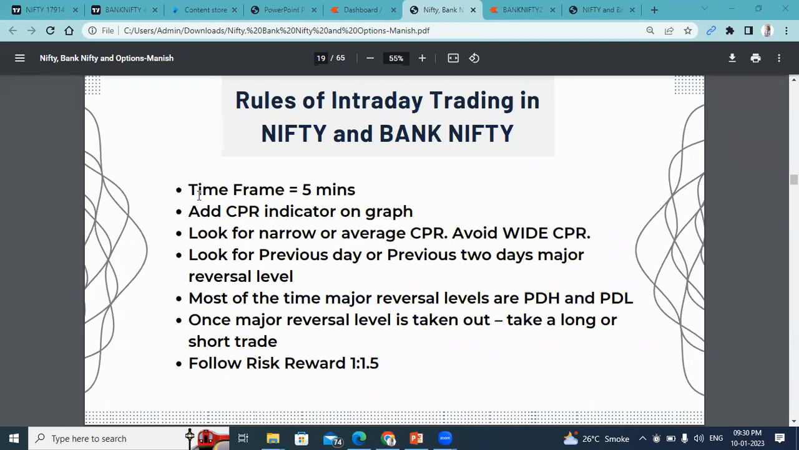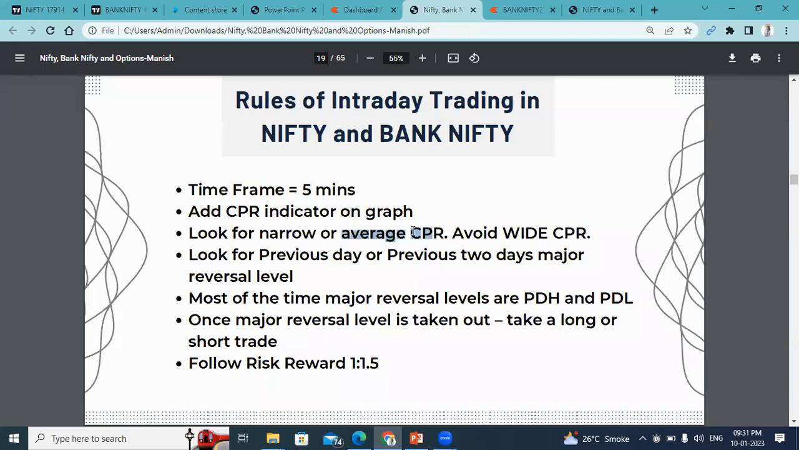Okay, now time frame, you can see guys, we will trade this setup on 5 minutes time frame. Very first step, what you will do, you will add CPR indicator and then look for narrow or average CPR. Avoid wide CPR. As I told you, wide CPR means the day can be sideways. So we will trade this setup on narrow CPR day or average CPR day.